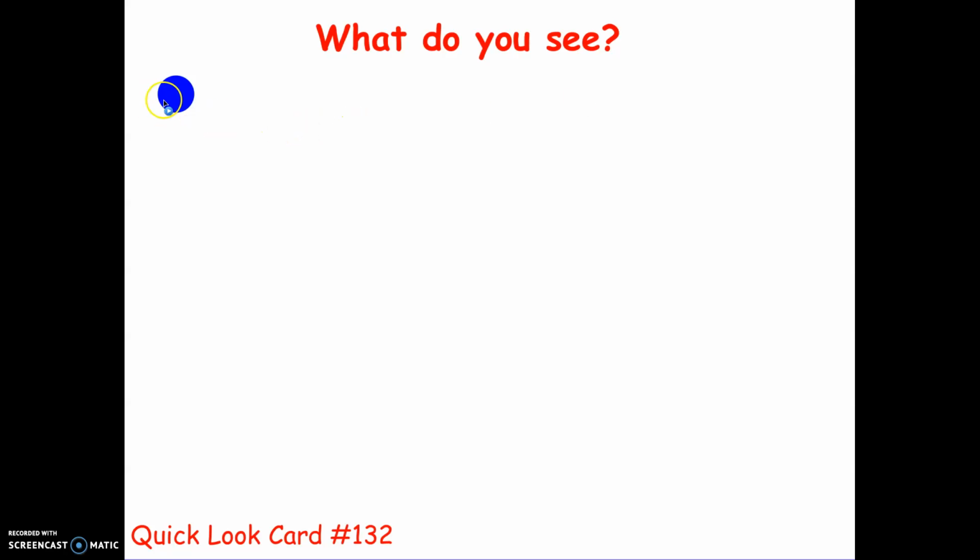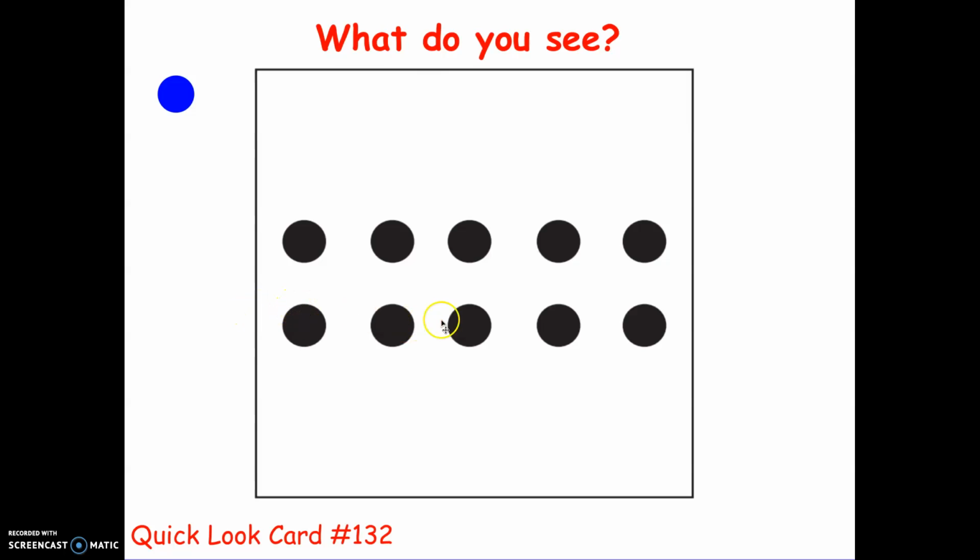And here's another. What did you see and how did you see it? Did you see a total of 10? And how did you see that 10? Did you see 2 rows of 5 and think 5 plus 5 is 10? Because it is. Or maybe you saw those 2 rows of 5 and you thought 2 times 5 is 10. Or maybe you saw 2 plus 2 plus 2 plus 2 plus 2 is 10.